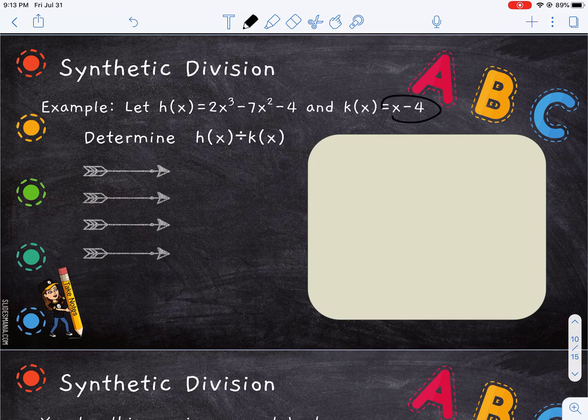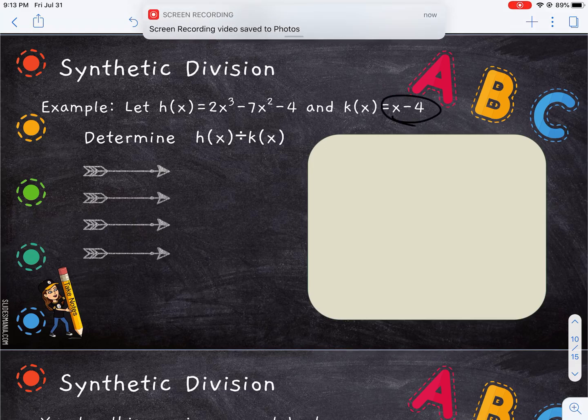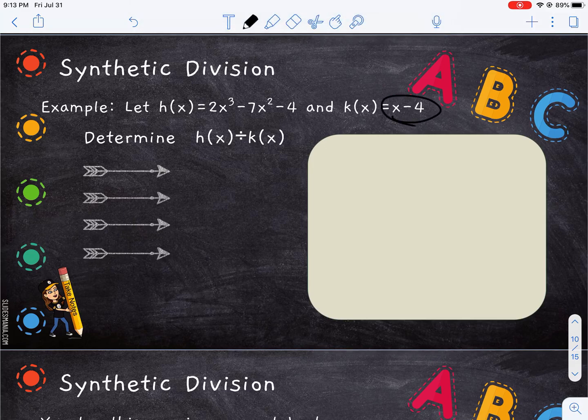Okay, so let's check out another example of synthetic division. So again, this is your divisor. We're going to actually solve that for the opposite there. So we set it equal to 0, so x is 4. Again, if you can mental math that, that's totally fine. So 4 is going to go out front.